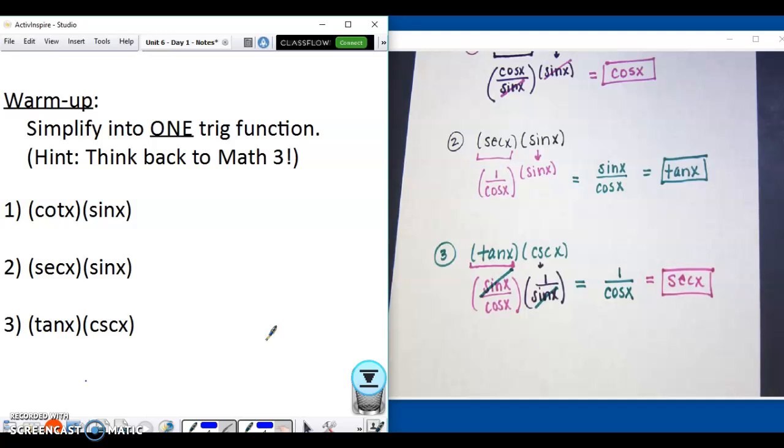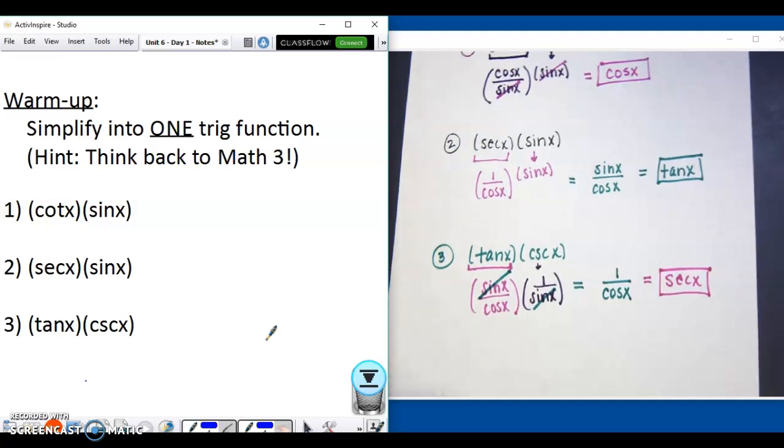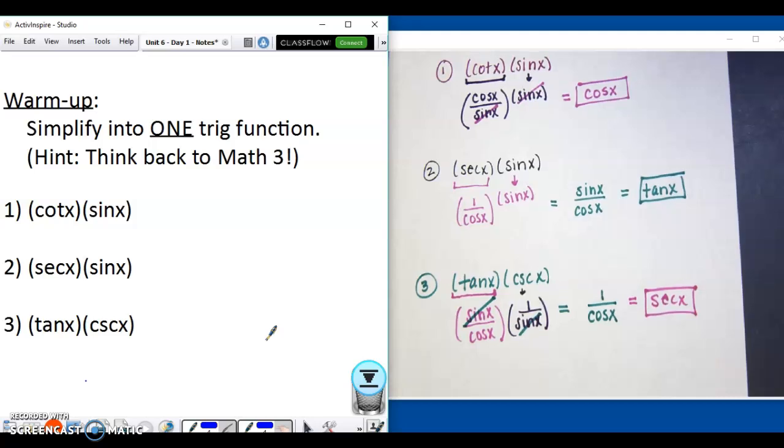Okay, so that covers your warm-up. Like I said, this is stuff that you should have done in Math 3, but if you didn't, it's okay. These are just the basics: rewrite anything that's not sine or cosine in terms of sine and cosine, and then simplify. Okay.